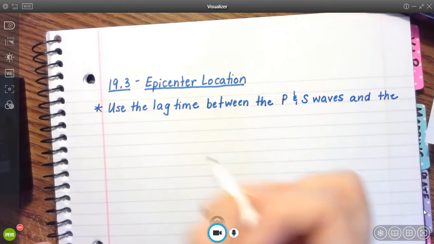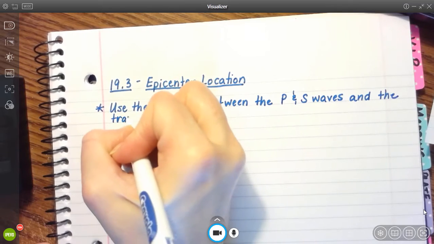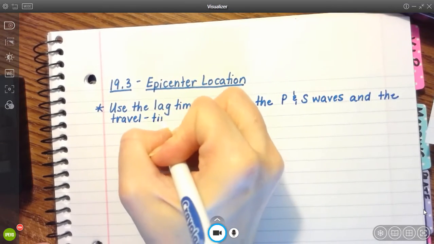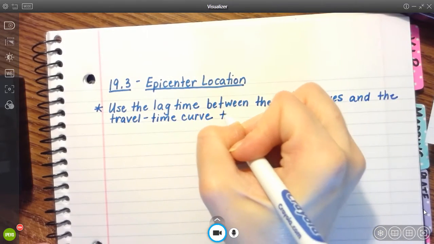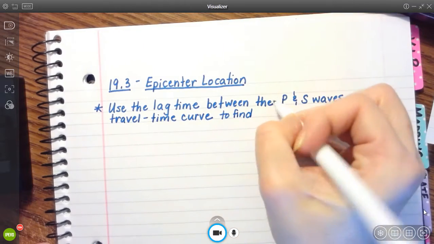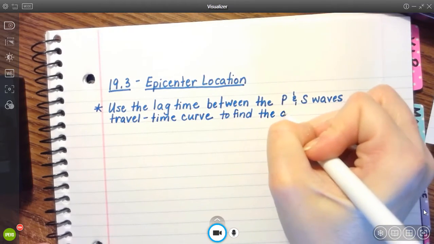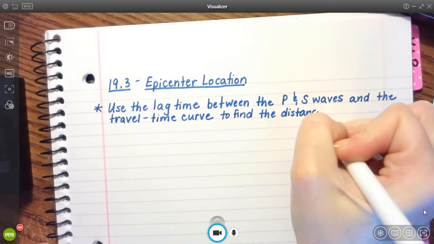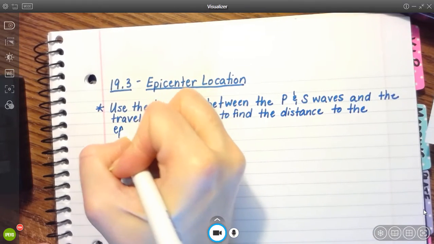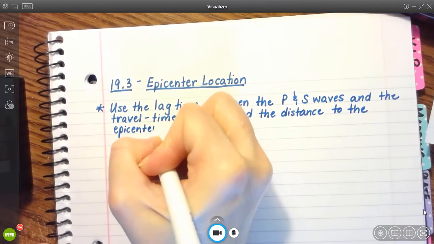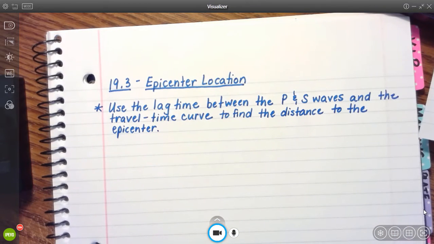and the travel time curve, and that was that graph that was in your chapter copy, to find the distance to the epicenter. So you look at the line for the P wave and the line for the S wave, and you try to match up the space between them to the lag time that you were given.